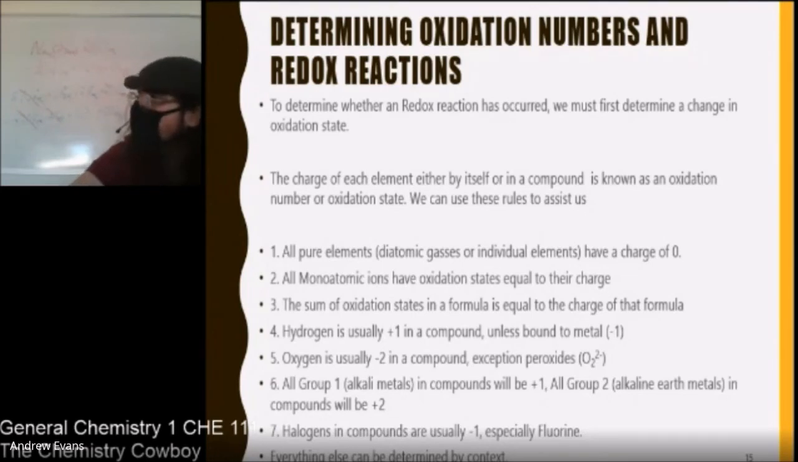Hydrogen, which remember is in group 1, is typically +1, unless it's bound to a metal. Oxygen in a compound is typically -2, with the exception of peroxides. I don't think I'm going to throw any of those at you. Group 1 metals in a compound will all be +1. Group 2 metals will always be +2. We kind of did these already. Some of this is the same stuff we've gone over. Halogens are usually -1, especially fluorine. Everything else is context clues.